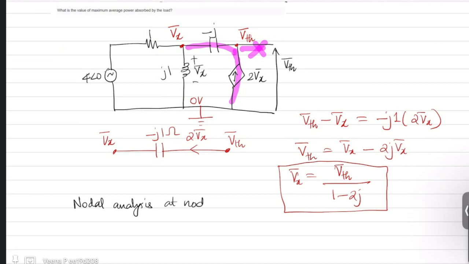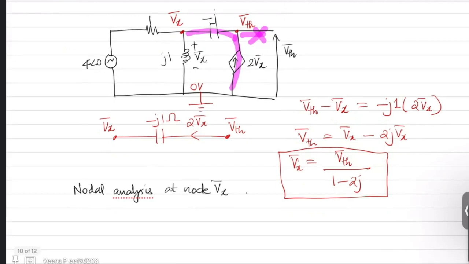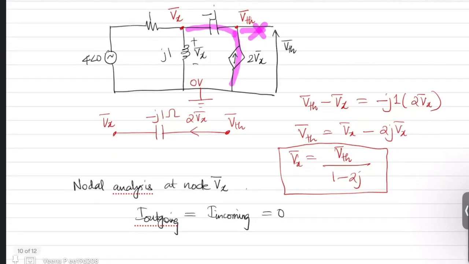At node Vx. As I have explained before, while writing the nodal analysis equation, I assume that all the currents are going out of the node. All the outgoing currents equal the incoming current, but since I am assuming all currents are outgoing, you can equate it to 0. So the outgoing currents.